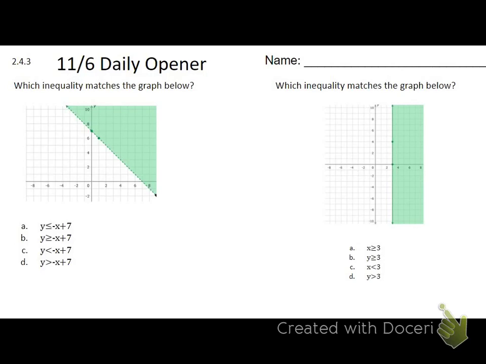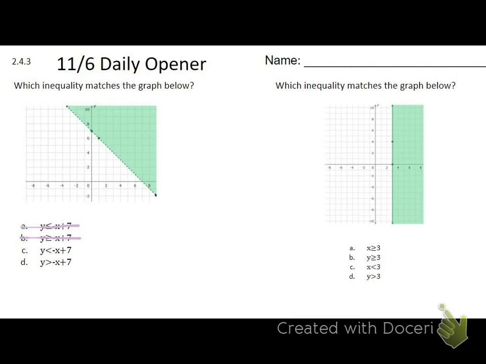We can do this through process of elimination. We can automatically eliminate 2 of these inequalities. How can I do that? The ones with the greater than or equal to and less than or equal to signs, because my boundary line is dashed. I know that those symbols have a solid line. So now I'm down to these 2.